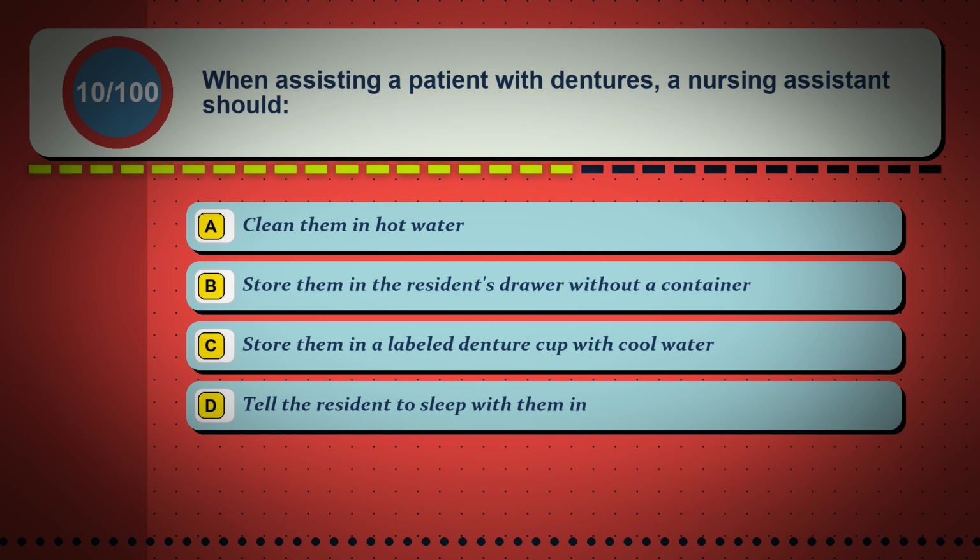Question 10. When assisting a patient with dentures, a nursing assistant should: Option A. Clean them in hot water. Option B. Store them in the resident's drawer without a container. Option C. Store them in a labeled denture cup with cool water. Option D. Tell the resident to sleep with them in.